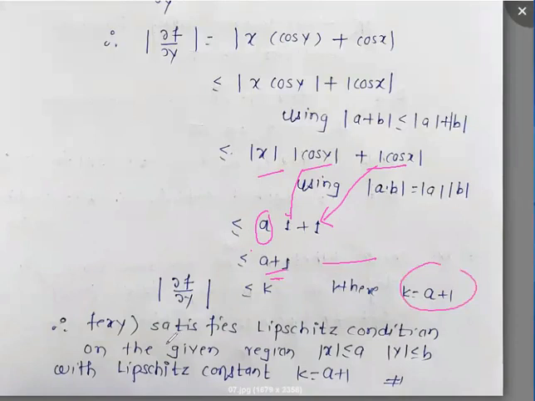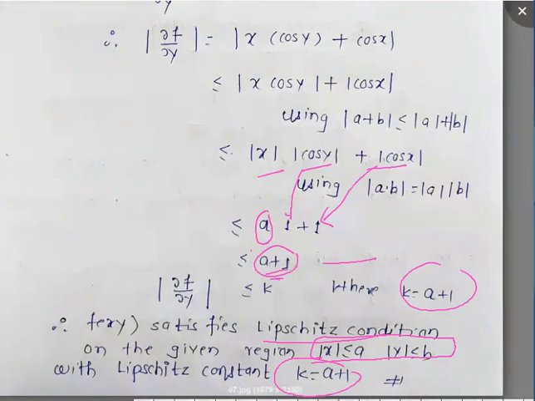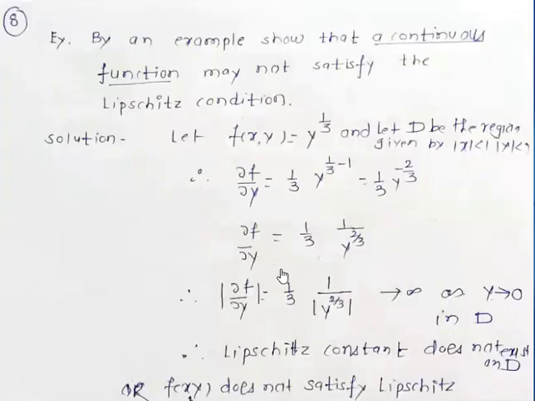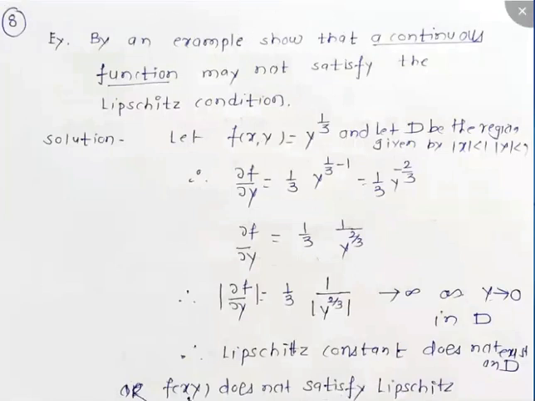So therefore, the function satisfies Lipschitz condition on the given region with the Lipschitz constant k equal to a plus 1. This is a constant k equal to a plus 1. With this Lipschitz constant, Lipschitz condition is satisfied by the function f of x comma y. Now next example.